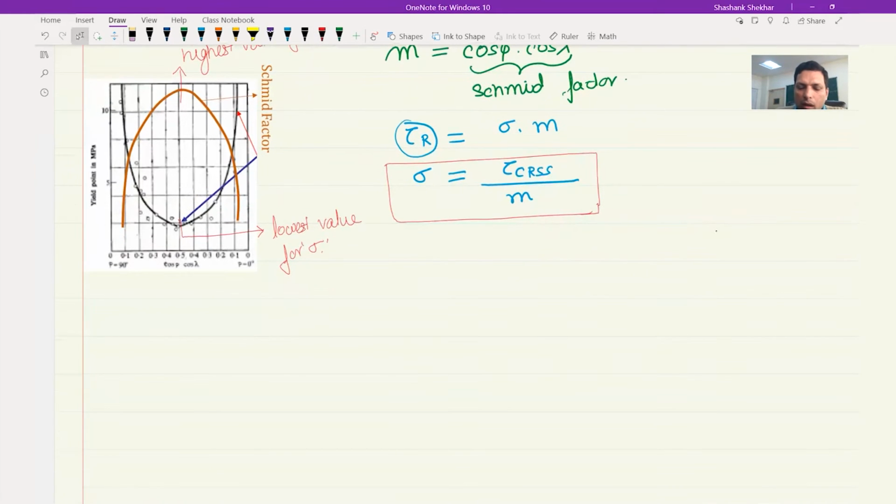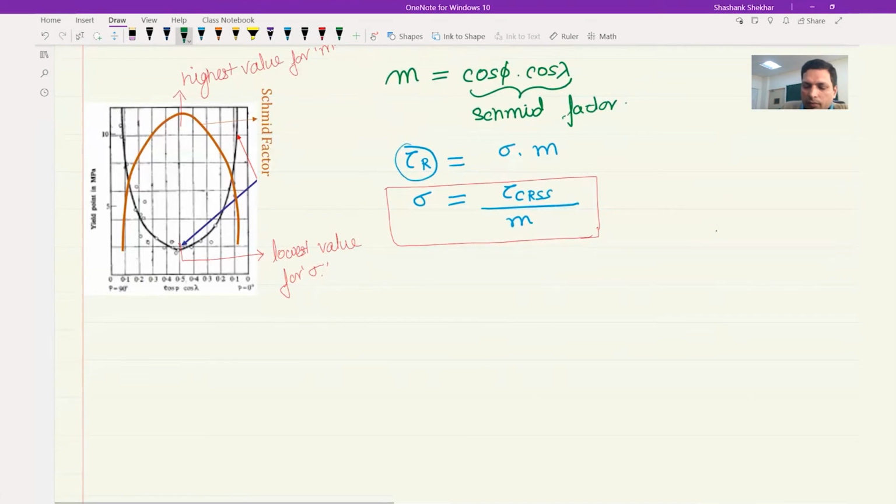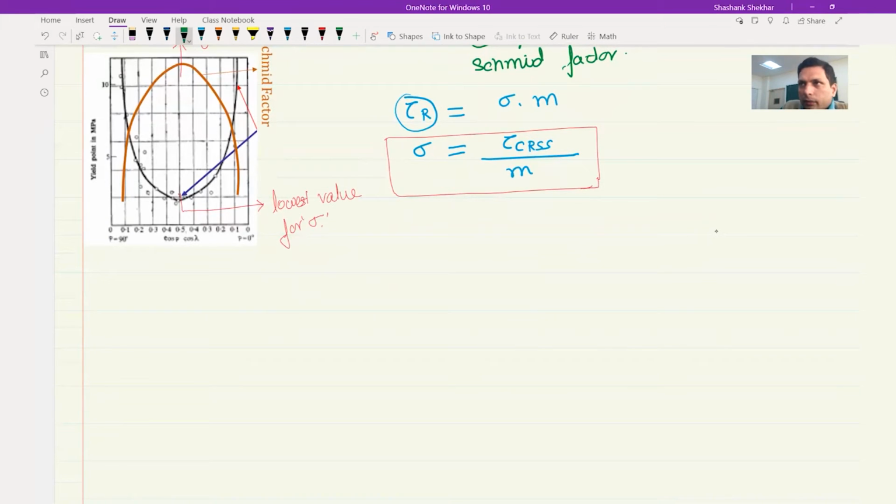And a corollary of this, we can look at like this. So when can we get the highest value of cos phi cos lambda? When the angles are lowest. So we will show quantitatively that this lowest value of yield strength and highest value of Schmid factor would actually be obtained for 45 degrees. So for maximizing the Schmid factor, angles phi and lambda must be minimum.